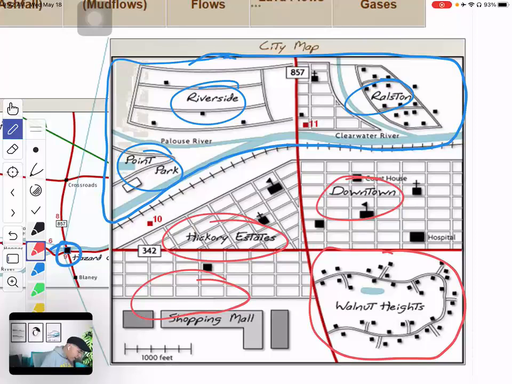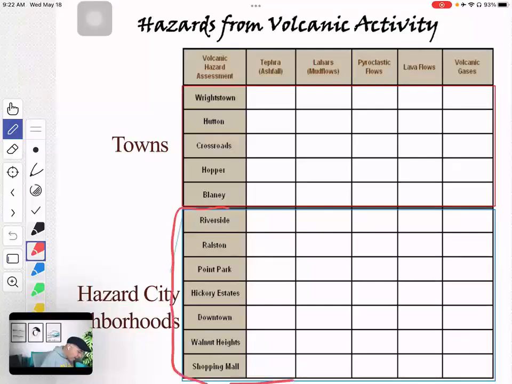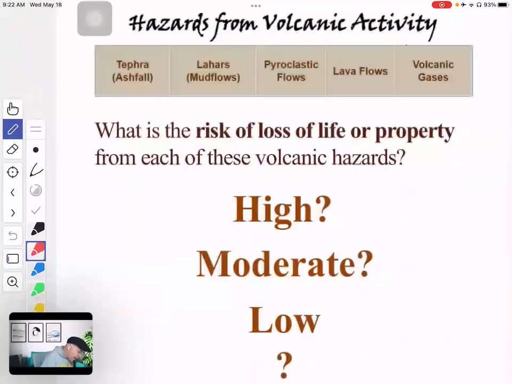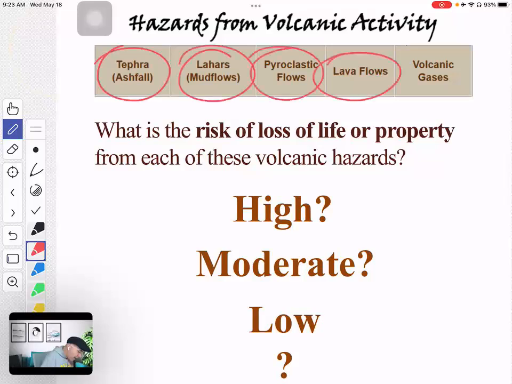Okay, so different communities, 7 communities within Hazard City, and we're gonna evaluate the risk here on the bottom section of your assessment sheet. So at the top, the towns in the county, and at the bottom, the neighborhoods in Hazard City. Again, as I mentioned before, we're going to evaluate the risk of loss of life or property from each of those volcanic hazards listed here at the top for each of those communities and neighborhoods. And we're going to evaluate the risk to be high, moderate, or low.